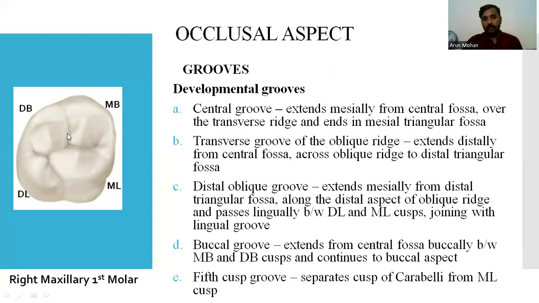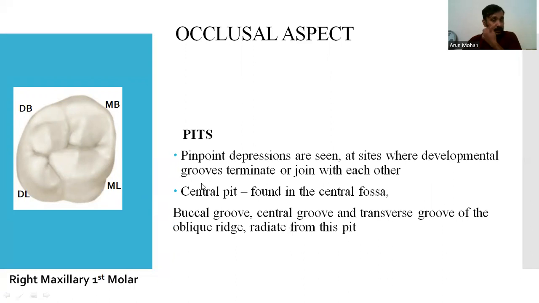There's a buccal groove which extends from the central fossa. The buccal groove divides the buccal aspect into two halves. It starts from the central fossa, extends between the mesiobuccal and distobuccal cusps, and extends into the buccal aspect. And apart from this, there will be a fifth cusp groove. As we mentioned earlier, the cusp of Carabelli will be separated from the mesiolingual cusp by a developmental groove. So these are the important developmental grooves present in the maxillary first molar.